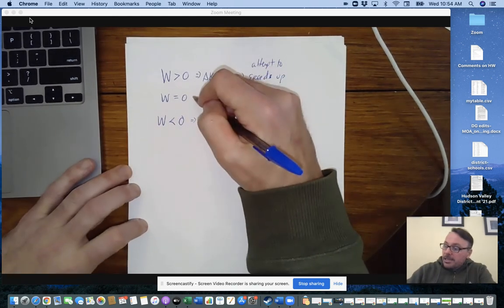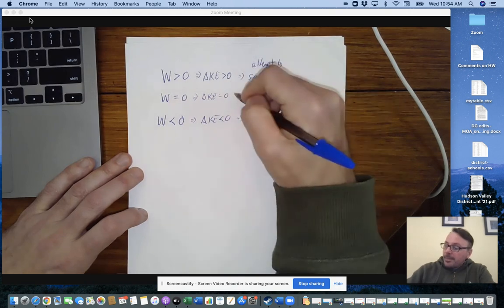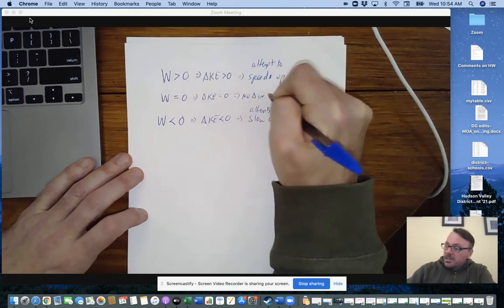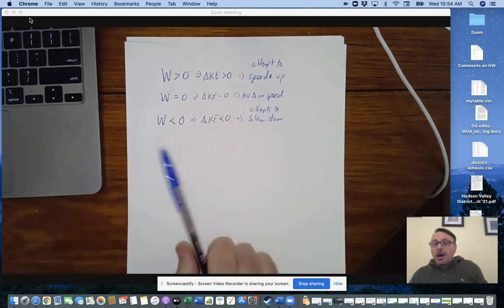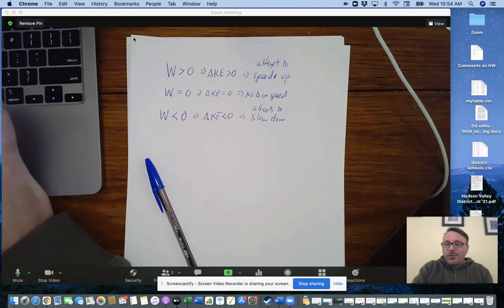If work is equal to 0, that means that delta KE is equal to 0. That means no change in speed, right? So either that force is not attempting to change the speed of the object because that's perpendicular to the velocity, or the net work is 0, in which case there is no change in speed. So there you go. Those are the calculation things that we're going to use this week in order to do some work and energy problems.